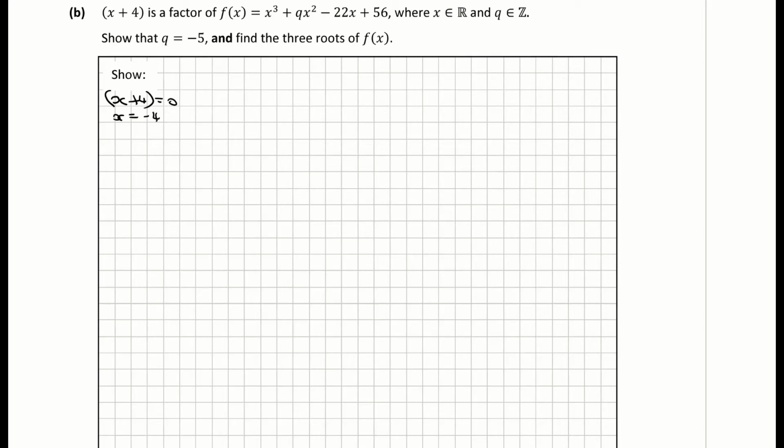So we've got a couple of marks there first of all. In order to show that q is equal to negative 5, I'm going to sub in that root into f of x. So it's telling us that f of x is equal to x cubed plus qx squared minus 22x plus 56.